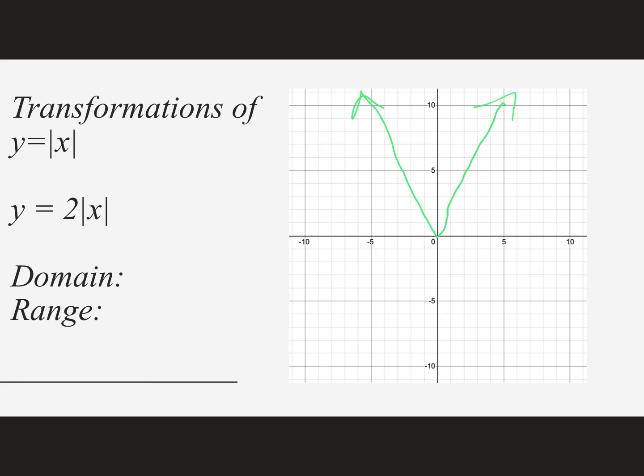Again, my domain is going to be between negative infinity and infinity. My range is going to be between 0 and infinity. So when I multiply times a number greater than 1, it's just going to get more narrow. Okay, more narrow.